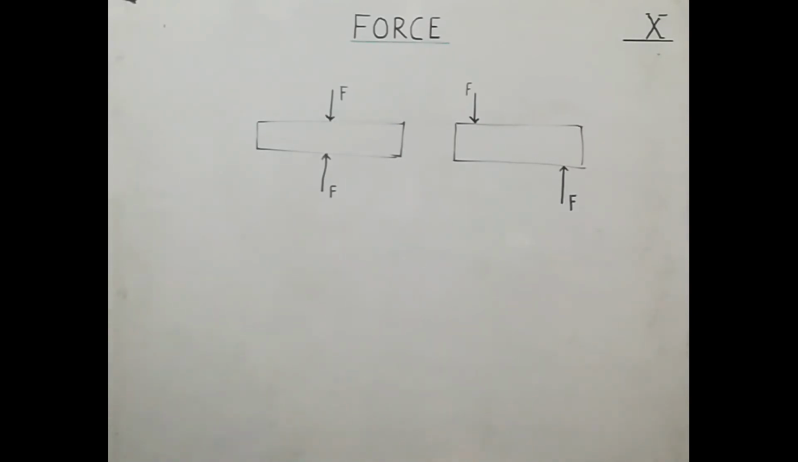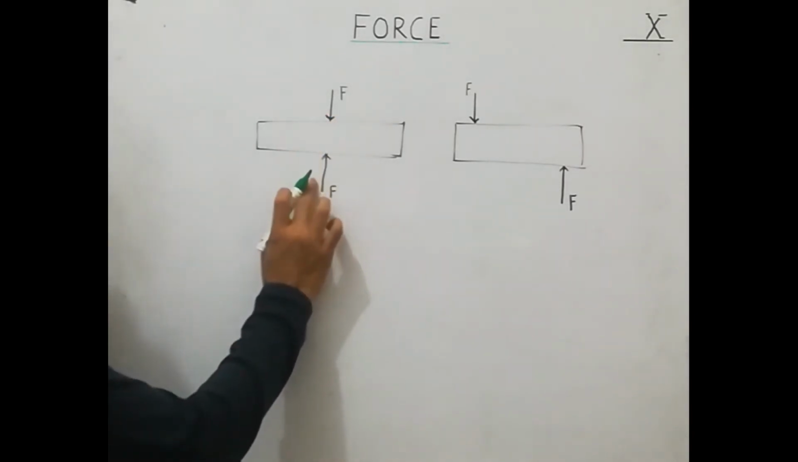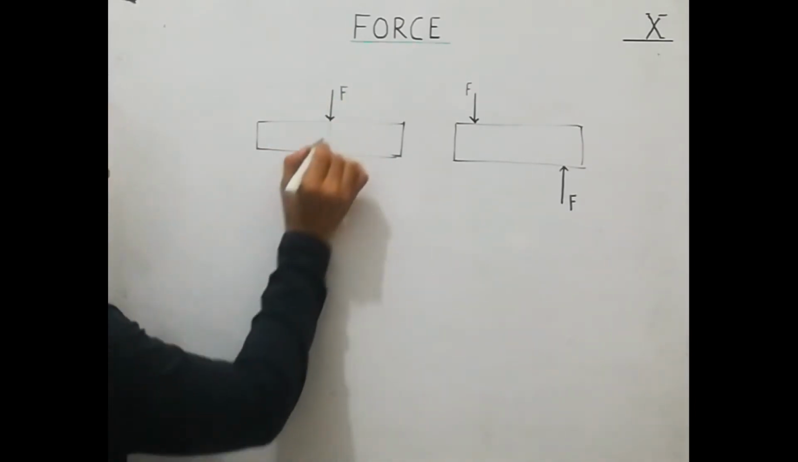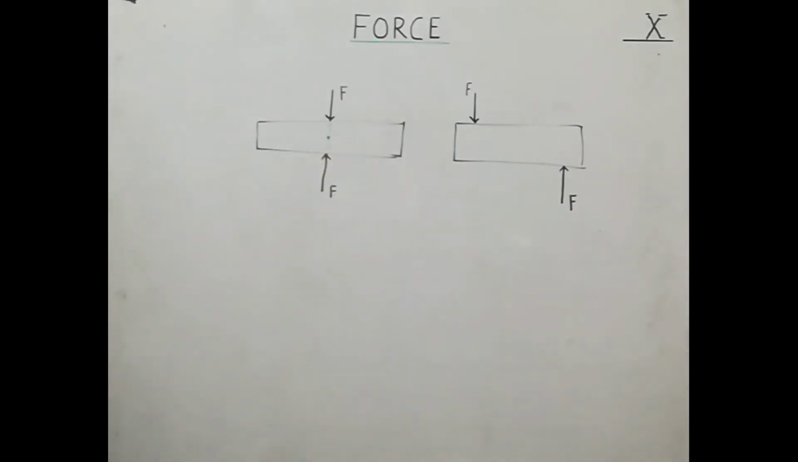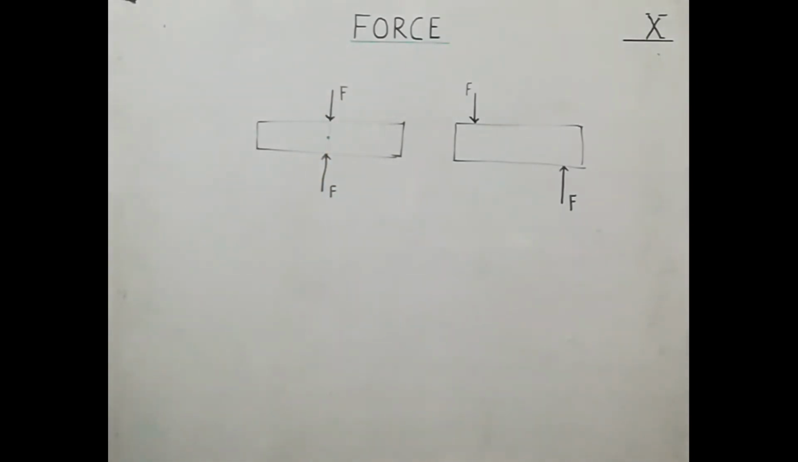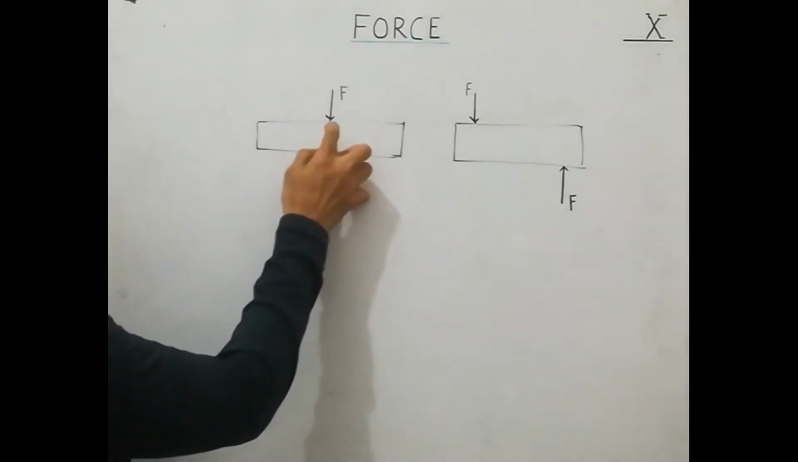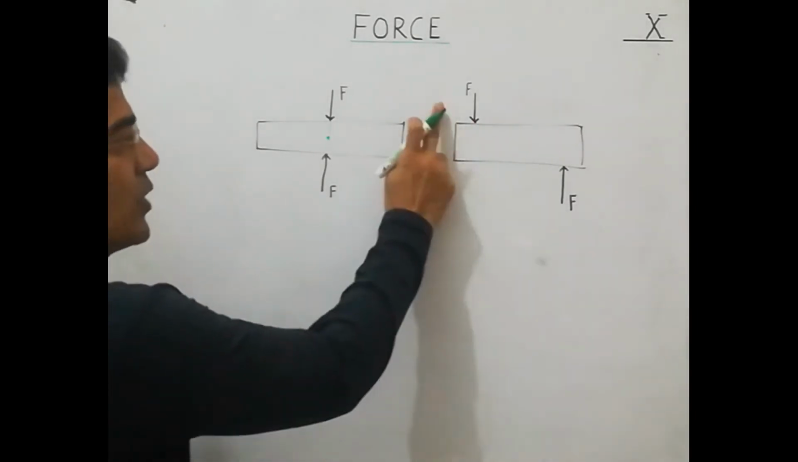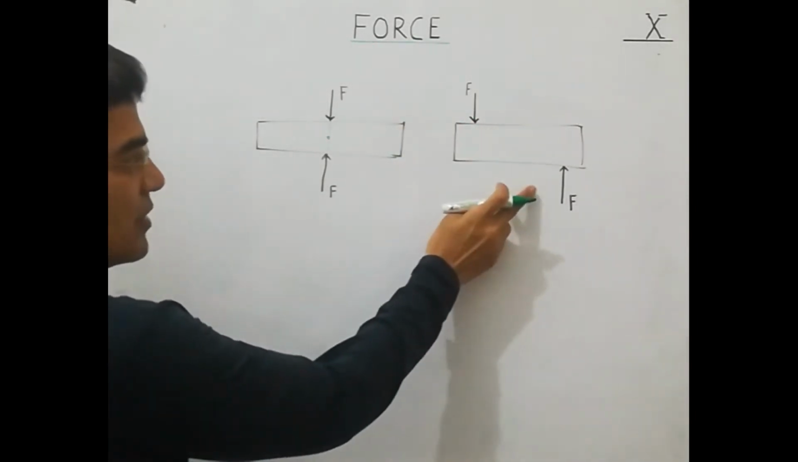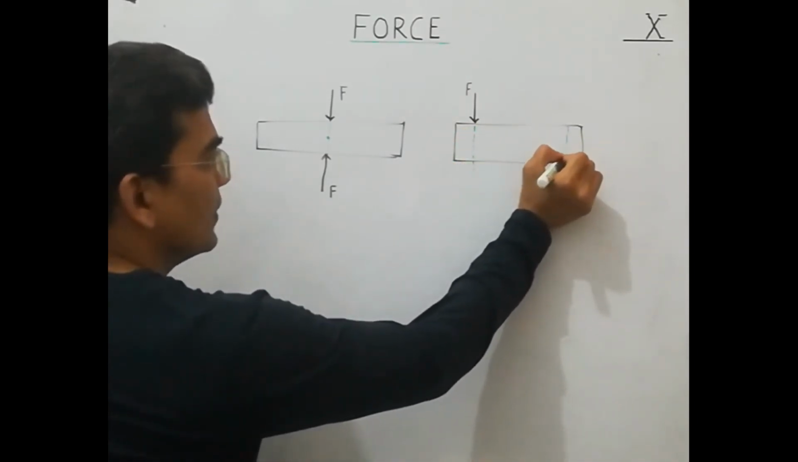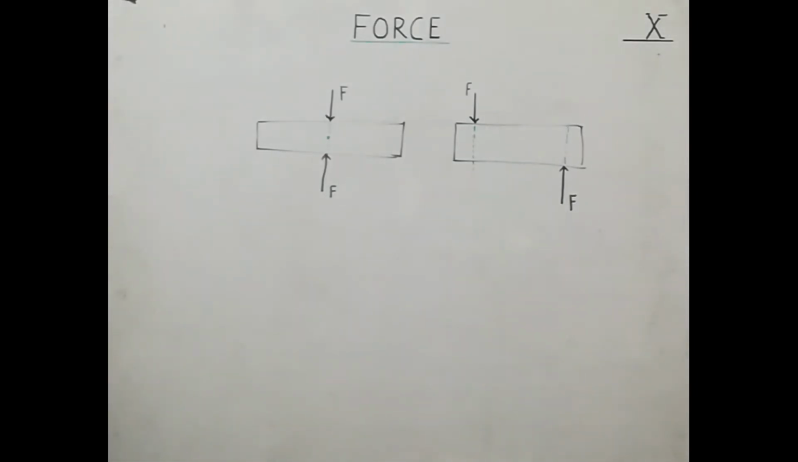Now in case 1, these two forces which are equal in magnitude, opposite in direction, they are having the same line of action. So these two forces will cancel each other. And we will say that the net force on this body will be 0. Now consider these two forces. Again, two forces are equal, opposite, but they do not have the same line of action. They have different lines of action.